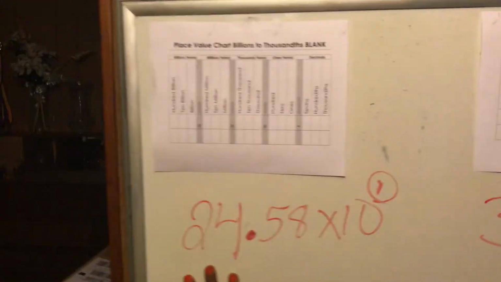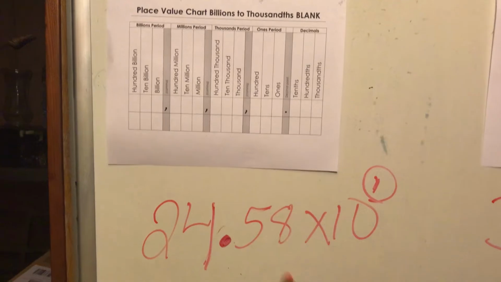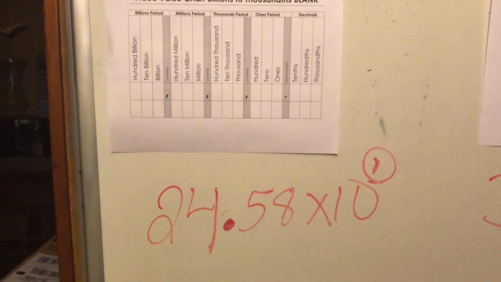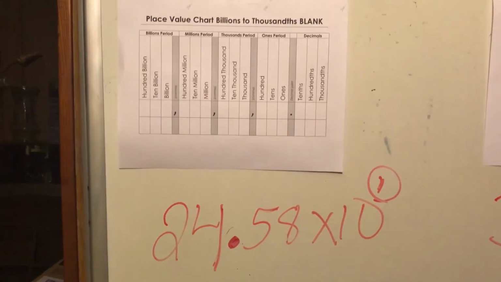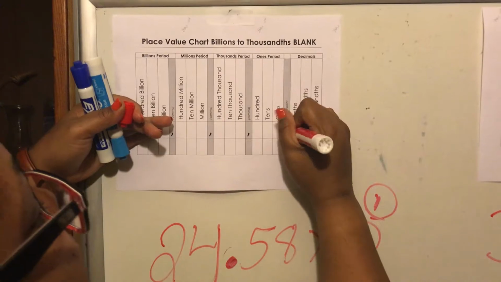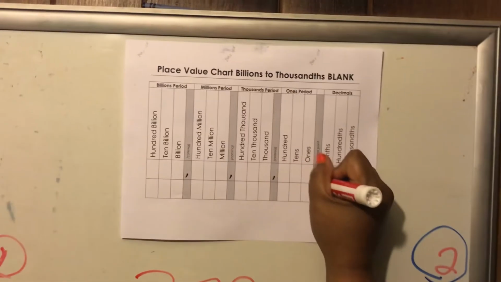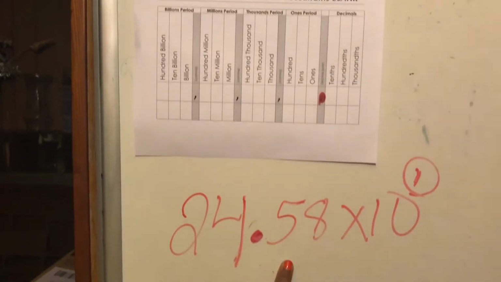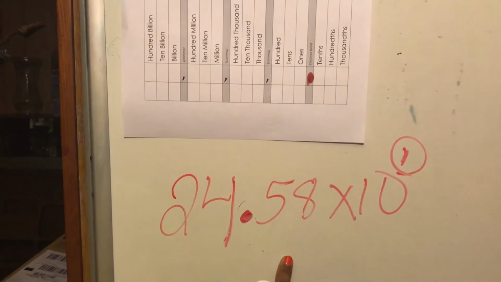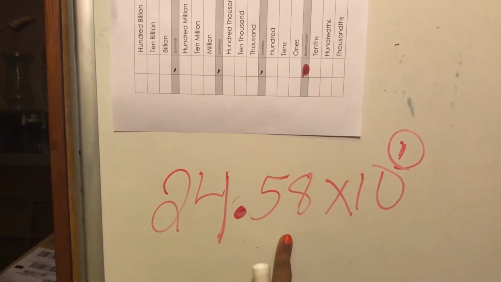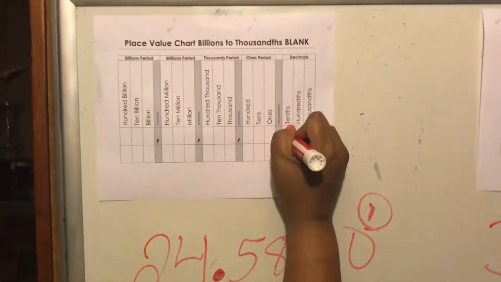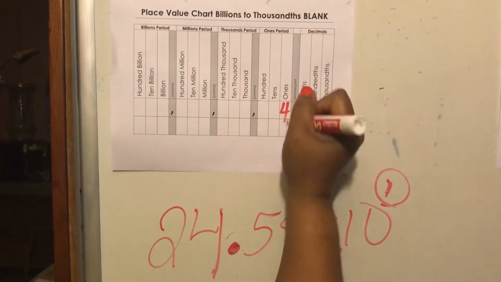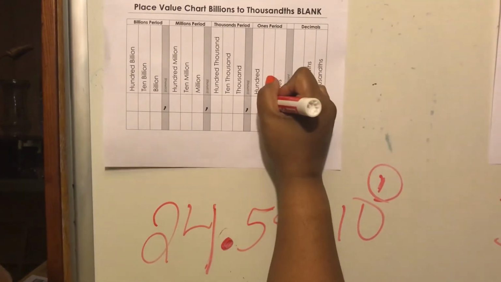Here we have 24 and 58 hundredths times 10 to the first power. This 10 to the first power lets me know I only have one set of 10. So I'm going to go ahead and write my decimal to make it big. Let's look at the place value. What place value is that 5 in? I always tell you the first number behind the decimal is not a whole number, so we can't say it's ones. What is it? It's tenths. The 8 is in the hundredths. That 4 is in the ones, because it's in front. The 2 is in the tens.